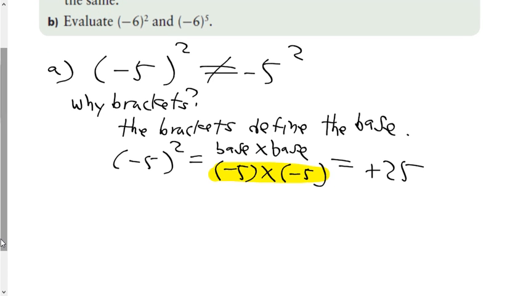Now, what does that mean if there are no brackets? What does this mean then?